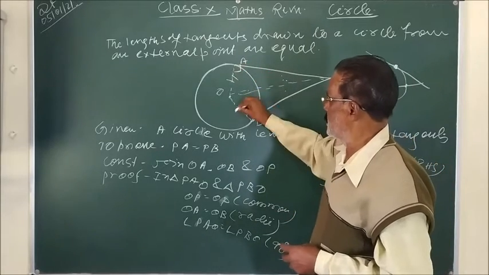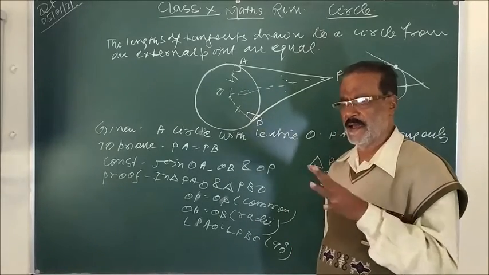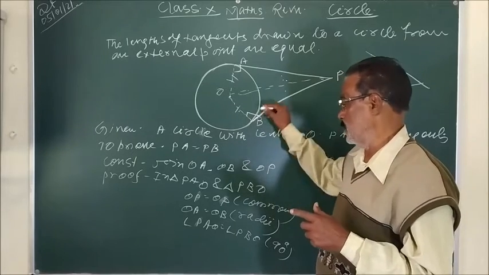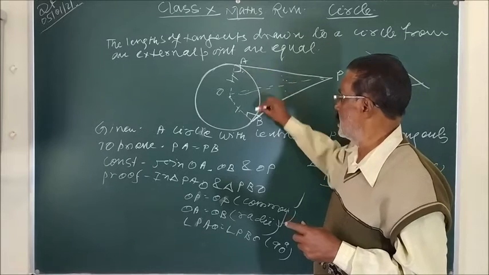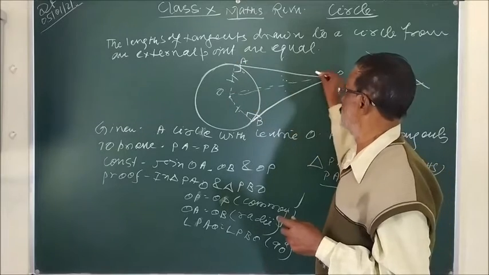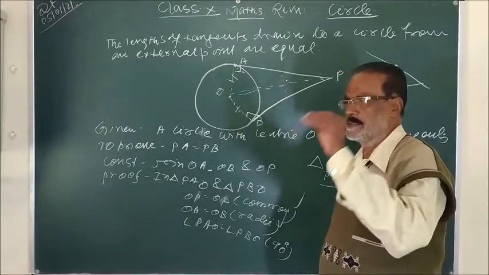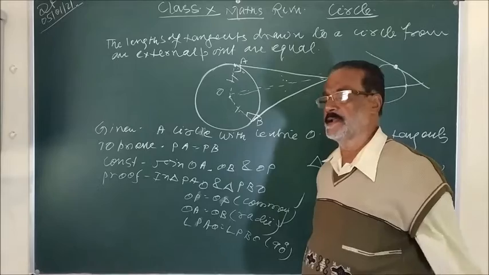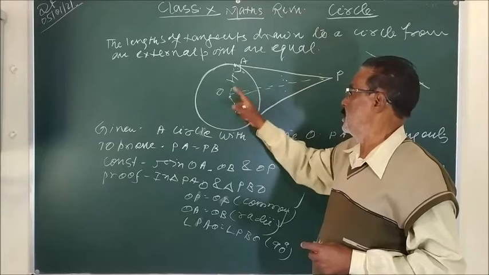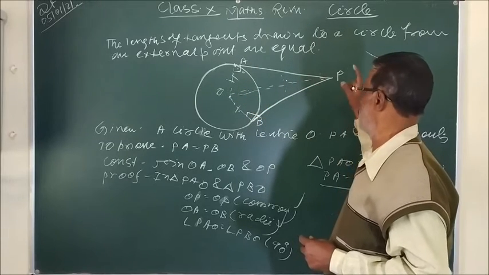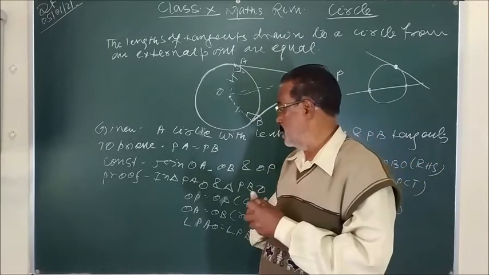OA is equal to OB, radius of a circle. All the radii of a circle are equal. And this angle, according to the theorem, the radius is perpendicular to the tangent. This is the point of contact, where the tangent intersects the circle, that is called the point of contact. So angle PAO is 90 degrees, and similarly angle PBO is 90 degrees. And therefore, being 90 degrees, they are also equal.